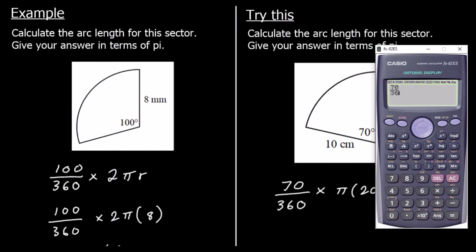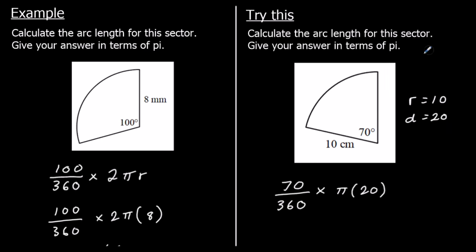70 over 360 times pi times 20. So 35 over 9 pi. And that's in centimeters.